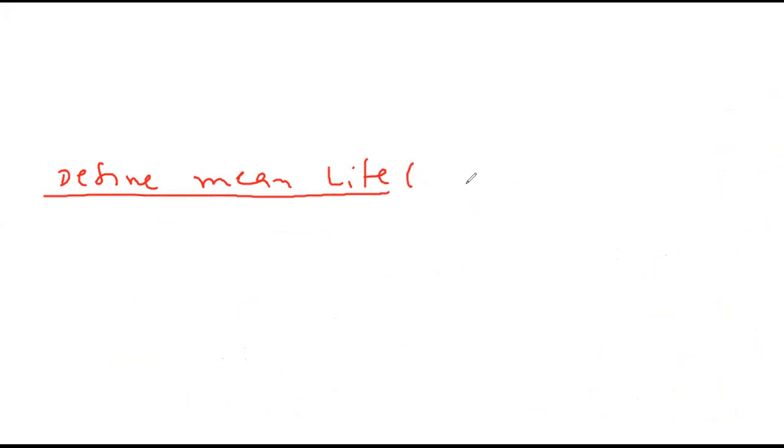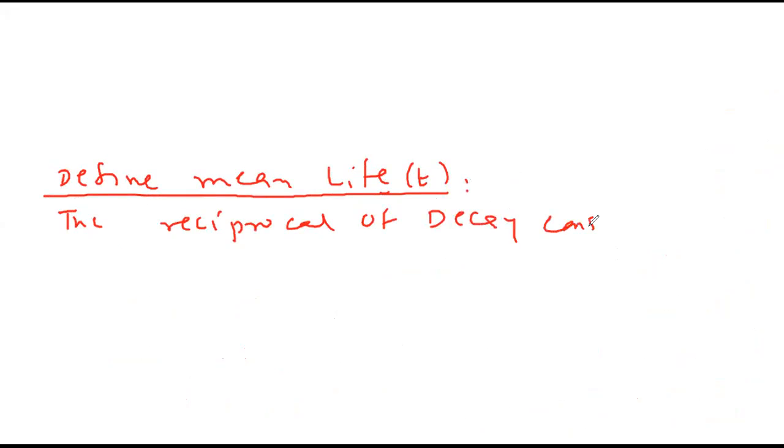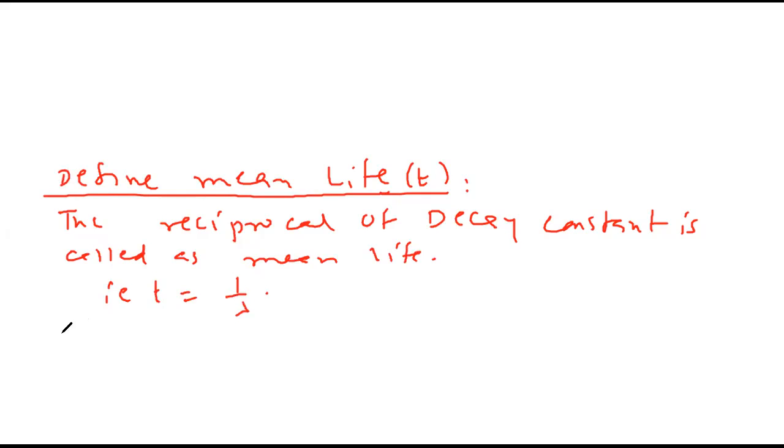Define mean life. It is denoted by small t. The reciprocal of decay constant is called as mean life. That is t equals 1 upon lambda.